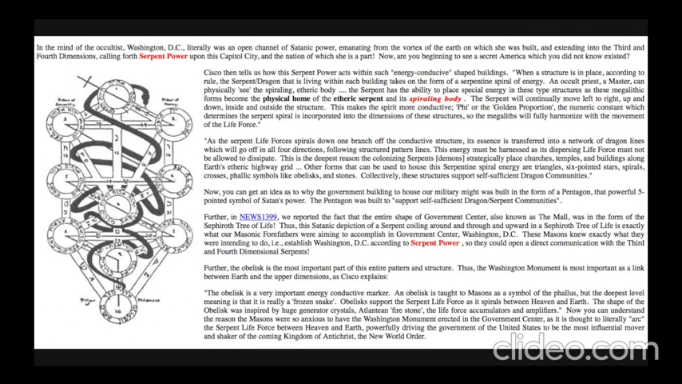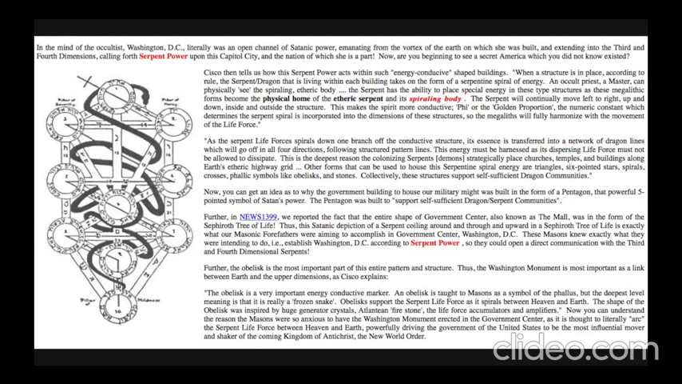An obelisk is taught to Masons as a symbol of the phallus, but the deepest level meaning is that it is really a frozen snake. Obelisks support the serpent life force as it spirals between heaven and earth. The shape of the obelisk was inspired by huge generator crystals, Atlantean firestone, the life force accumulators, and amplifiers.